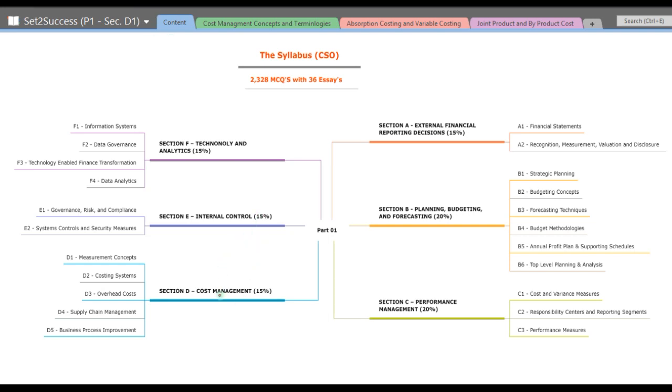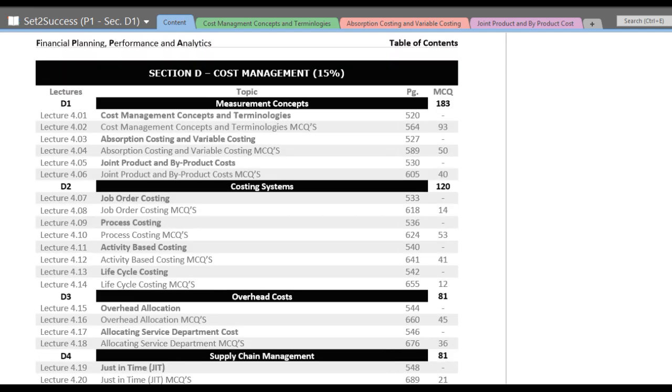We are here at section D, that is cost management, which is 15% of your exam, and we are going to discuss measurement concepts, that is D1. So let us start with the discussion on measurement concepts. We are going to start with the cost management concepts and terminologies, which has 93 MCQs. So let us begin with this lecture 4.02.